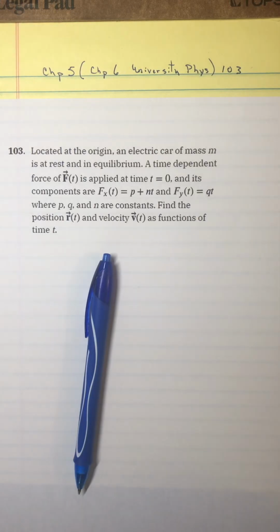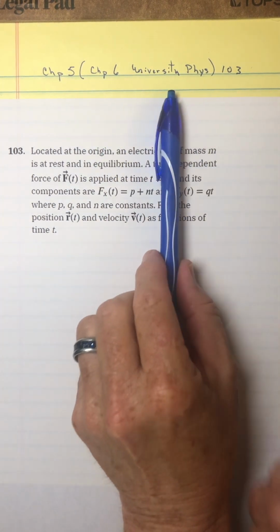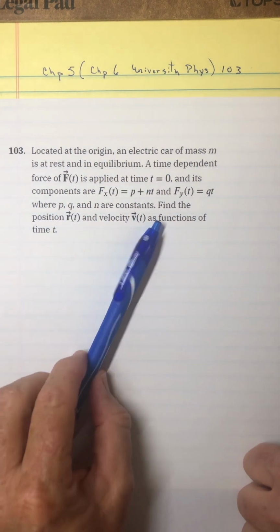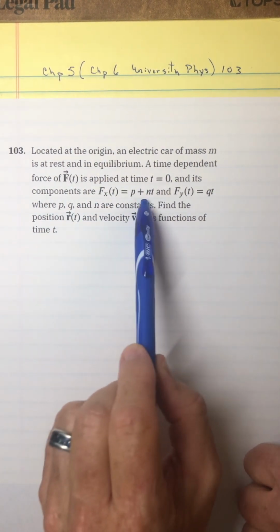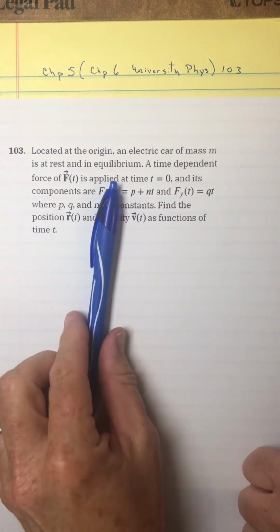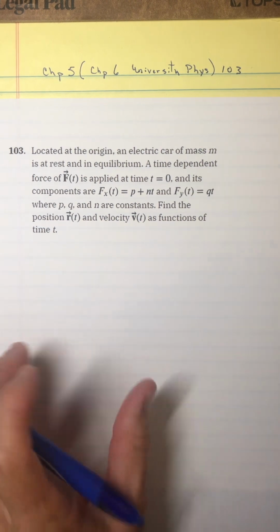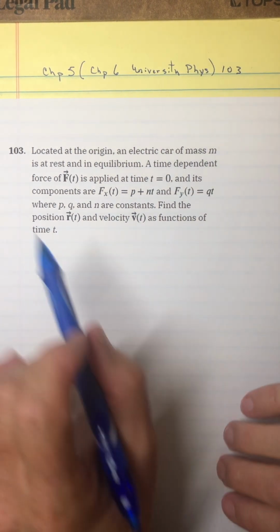Hey, students, just got a question from a tough one. It's chapter 5, and it's from the Advanced University Physics book, so that's chapter 6 in that book. And it's 103, so it probably involves some calculus, and sure enough, I can see time variations and position and velocity. So I'll put on my calculus hat here and start giving that some thought. But let's read the problem.